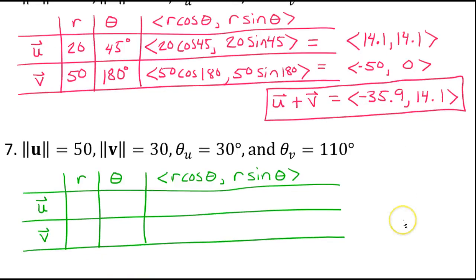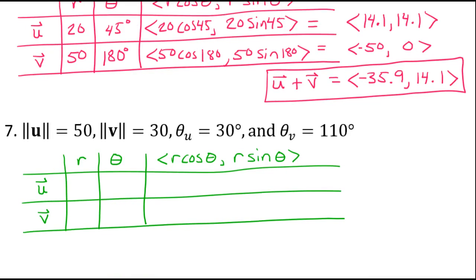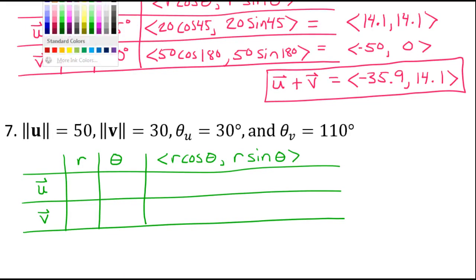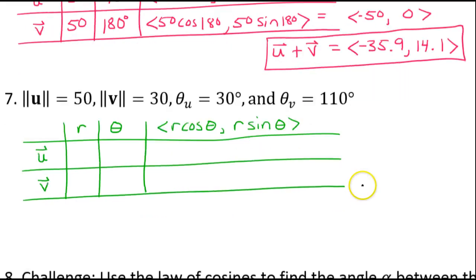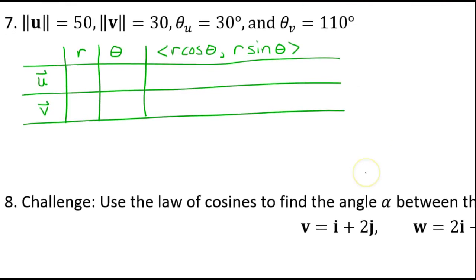Number 7 is very similar. Let's take a look. For vector u, the magnitude is 50 and the direction is 30 degrees. For vector v, the magnitude is 30 and the direction is 110 degrees.